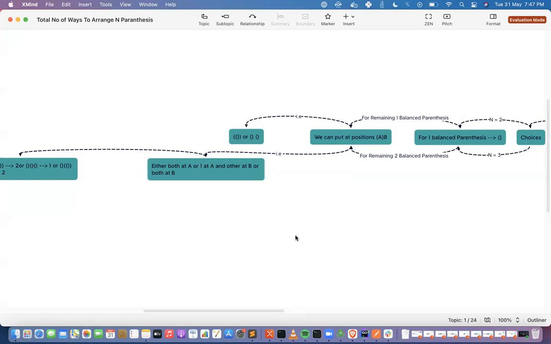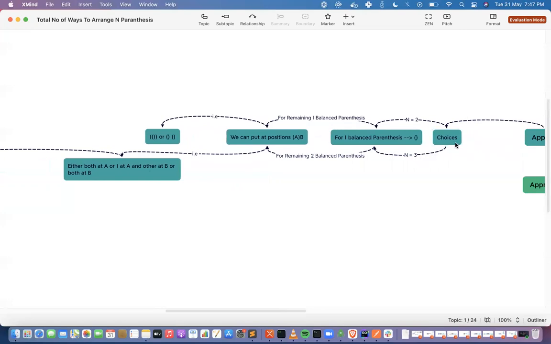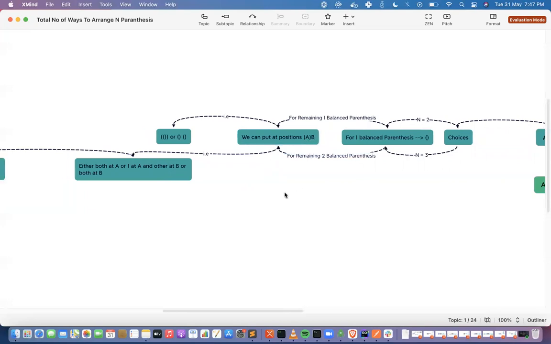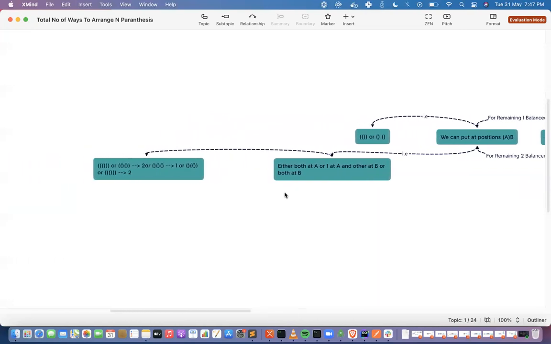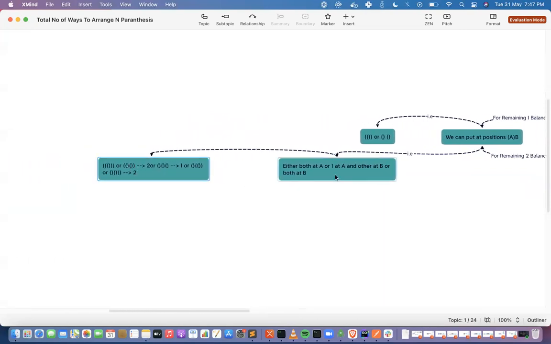So these are the choices I was talking about, right? As you increment n, similarly, for three balance parentheses, we can put them here, or one and two here, or two here, or one here, and hence the choices will be different, right? So accordingly, my answer was like that. If I place both at position A, this is how it's going to be formed. If it's placed one at A and one at B, this will be formed. This is how these things will be formed, right?